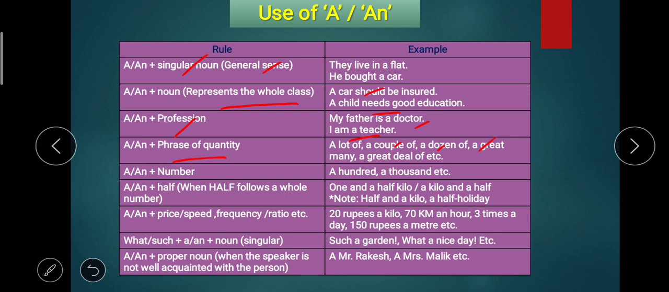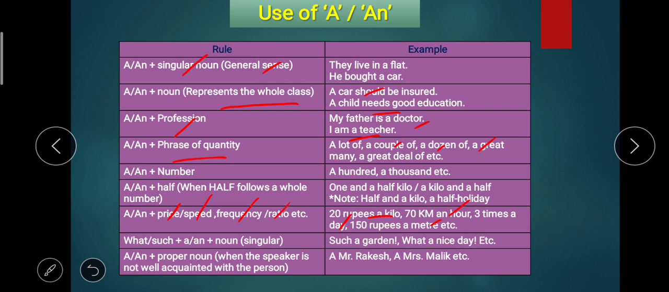Next one is, a or an is used before price, speed, frequency or ratio. Like 20 rupees a kilo. When we are telling the rate of some commodity, then we say 20 rupees a kilo, 50 rupees a dozen, 70 kilometers an hour, the speed of the vehicle. First one is the price. Next is 3 times a day, that is the frequency. Maybe the doctor is giving guidelines to the patient on how many times the medicine should be taken. 3 times a day, twice a day, once a day, this way. 150 rupees a meter. Again, this is price.